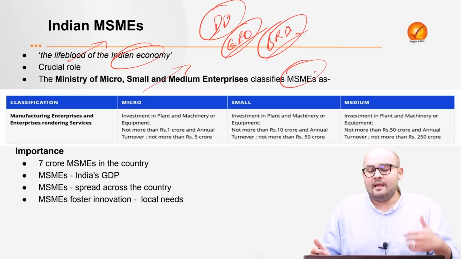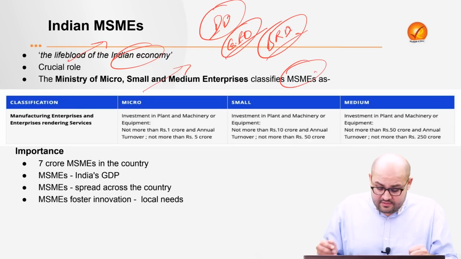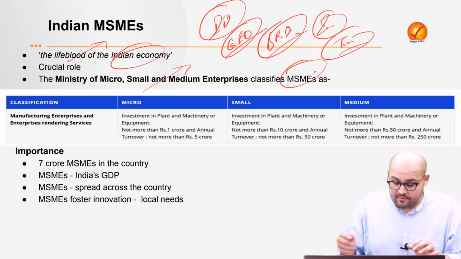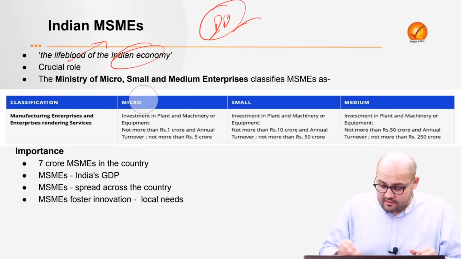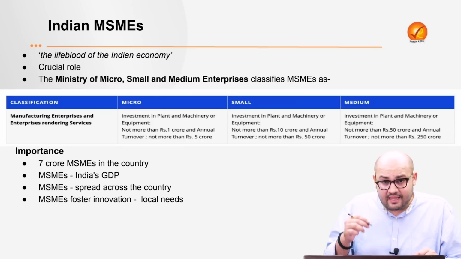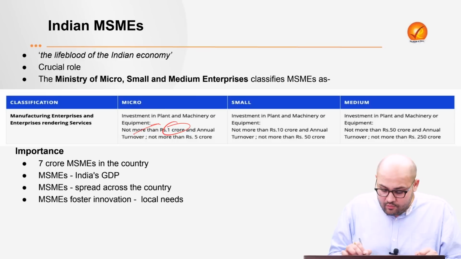Now, the Ministry of Micro, Small and Medium Enterprises classifies MSMEs into three categories, primarily based on two fronts. First is the investment and the second is the turnover. Right. So do remember, this can be important for the prelims. Now, the classification says that if you have an enterprise where the investment is not more than 1 crore and the annual turnover is not more than 5 crore, it would be classified as a micro enterprise.